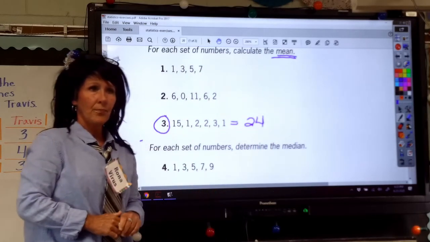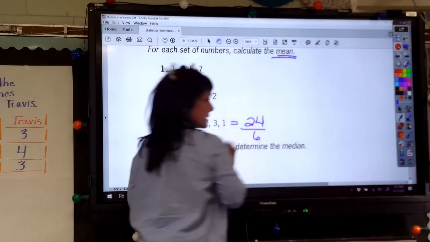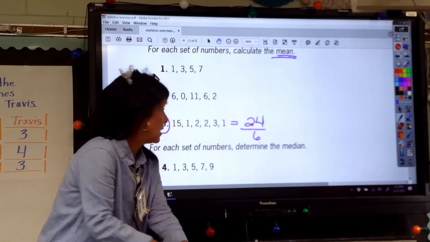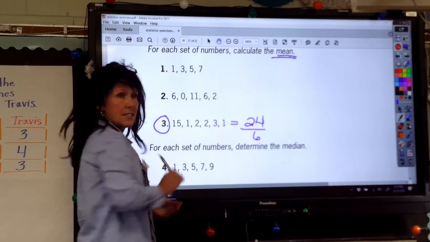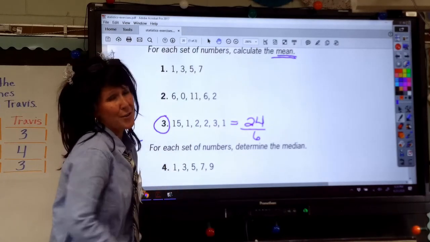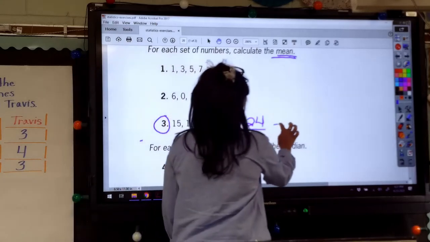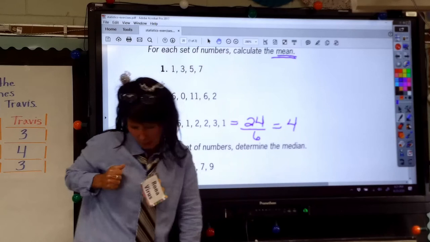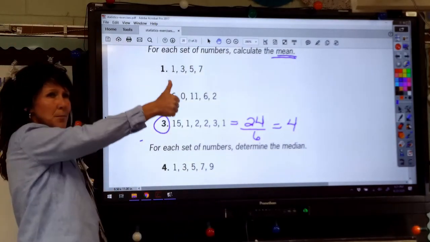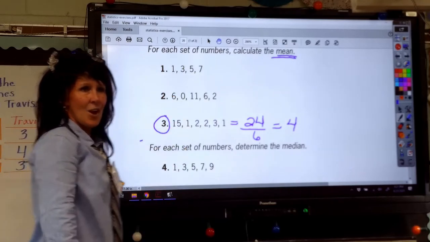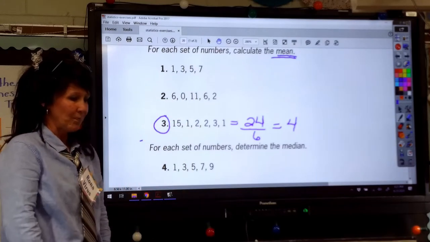Everybody good with that? Then we need to divide by 6, okay? Because there are 6 values: 1, 2, 3, 4, 5, 6. Now, hopefully you didn't use your calculator. What is 24 divided by 6? 4. Very good. And if you did use your calculator, it's okay. All right? So give me a thumbs up if you got that. No problems. Good. Seeing some thumbs out there. Very, very good.